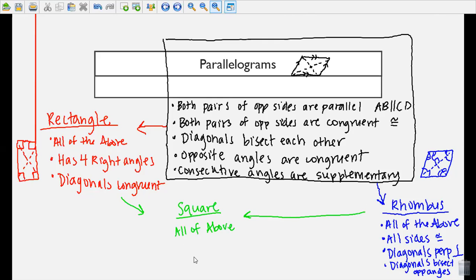We got 4 right angles, right? And then consecutive angles are supplementary, all that stuff. Everything like that's going on, right? So these are the properties that you're going to use to solve problems, solving for missing sides and angles and being able to name quadrilaterals.